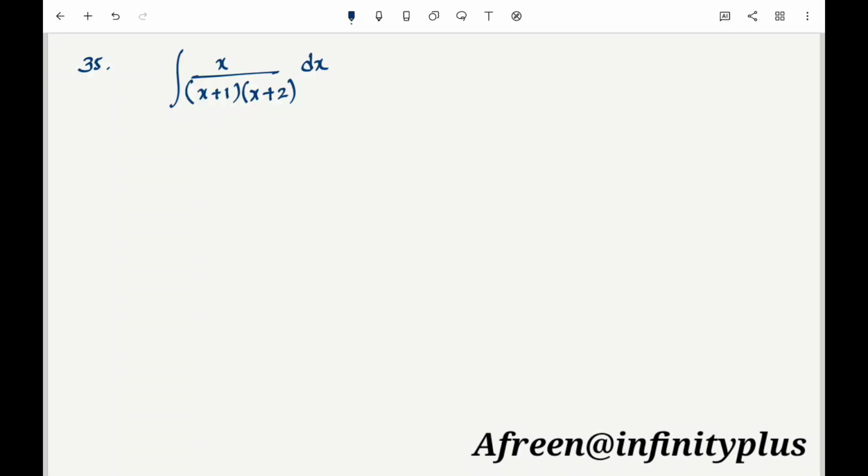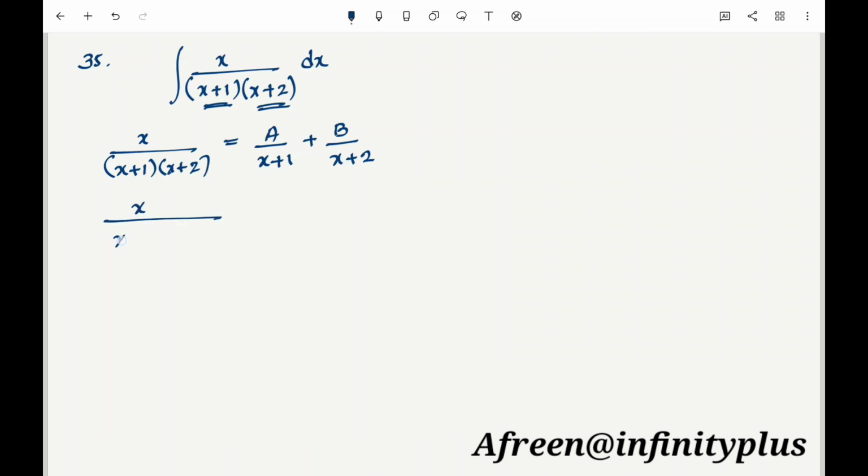So here I have written the question as it is, which can be written as a divided by x plus 1 plus b divided by x plus 2. X divided by (x plus 1) into (x plus 2) will remain as it is on the LHS. Here, if you take the LCM of the denominators, it is (x plus 1) into (x plus 2). You can observe that whatever denominator you get here is the same on the RHS.